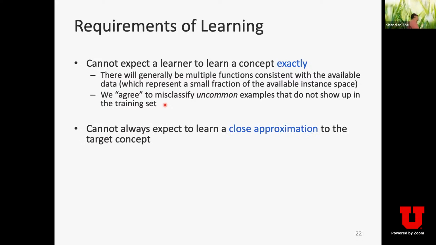And second, we step back. Can we always expect our algorithm to learn a close approximation to the target concept? Would that be a feasible or reasonable requirement? Any thoughts? Unfortunately, this is not realistic either. So don't think machine learning is super powerful. It's not that powerful.